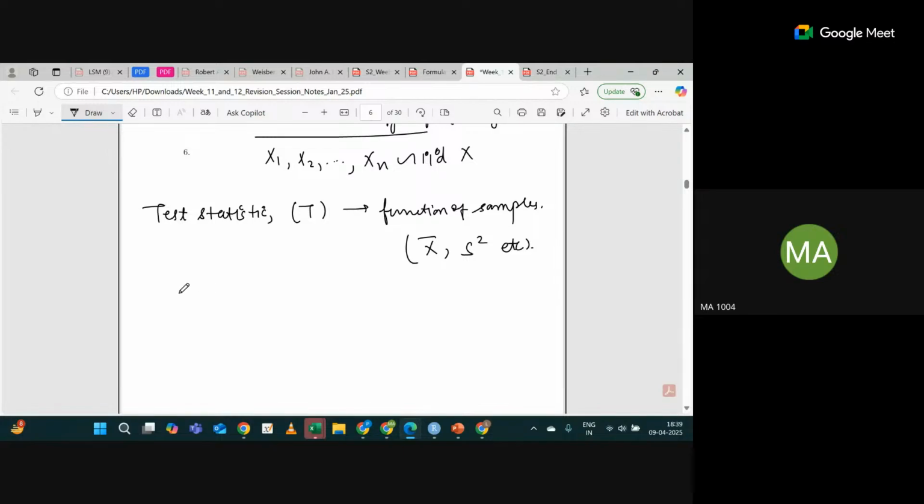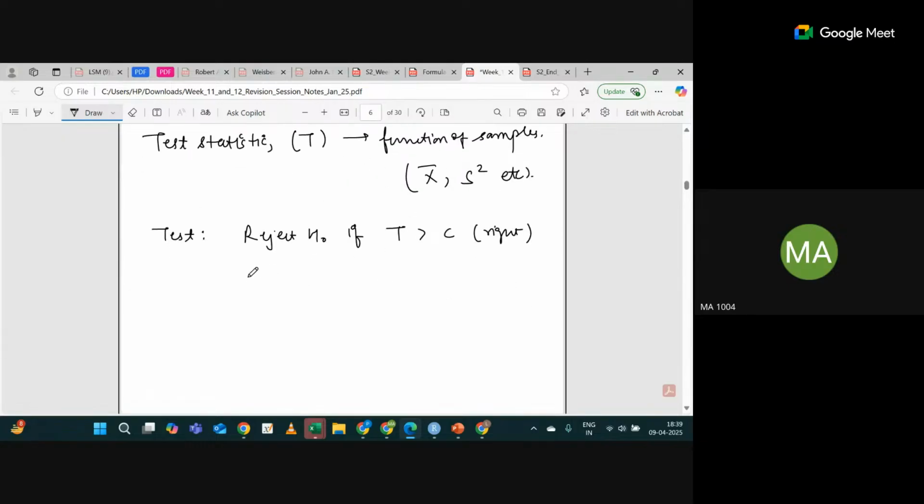Now what will be your test? After that you will define your test. You will reject h naught if the value of the test statistic is greater than some critical value. This is a right tail test, right? There is another scenario where you reject h naught if your test statistic is less than some value, which is called a left tail test. And there is a third scenario, where you reject your h naught if the absolute value of t is greater than c.